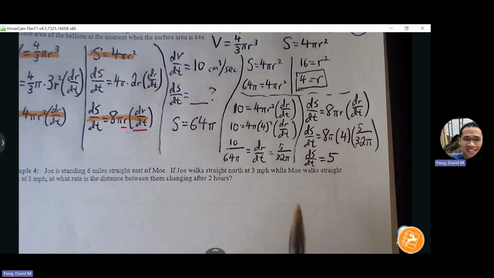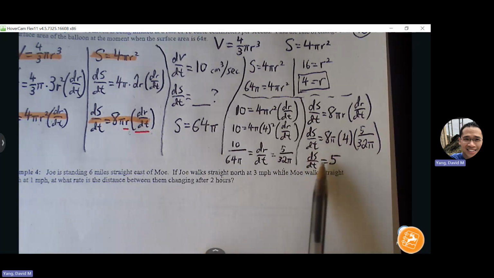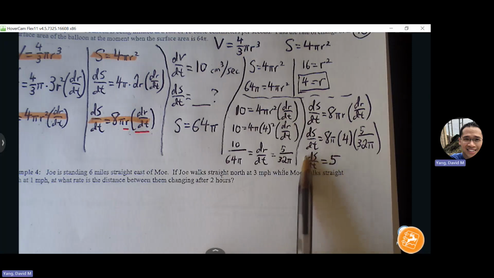Okay, I'll walk through the process, but just at the very end here, our unit of measure is dS/dt. What's the unit for surface area? Centimeter squared per second. Yeah.